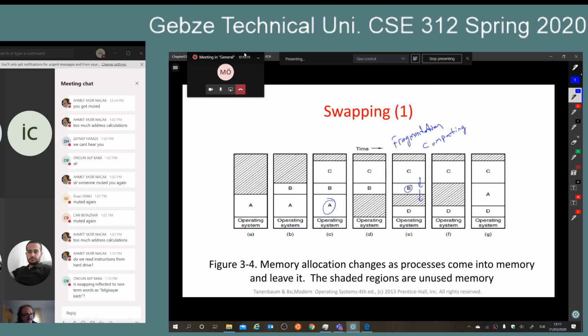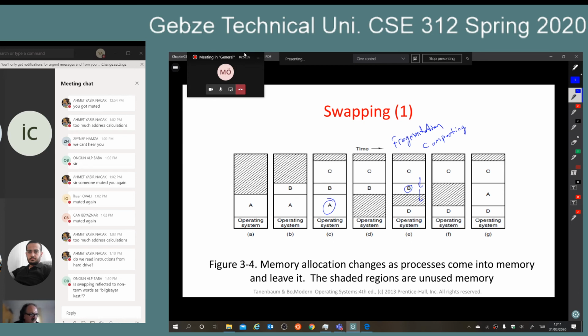Sometimes, if part of that program is already loaded in the memory, that means a shared library. If two programs are sharing the same library, some part of the instructions maybe are already loaded. I don't have to reload it. I can share that, and we are going to talk about it at the end of this chapter.